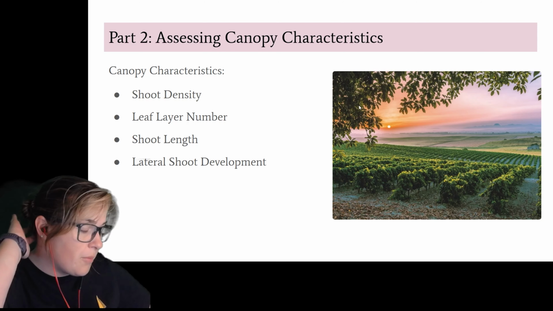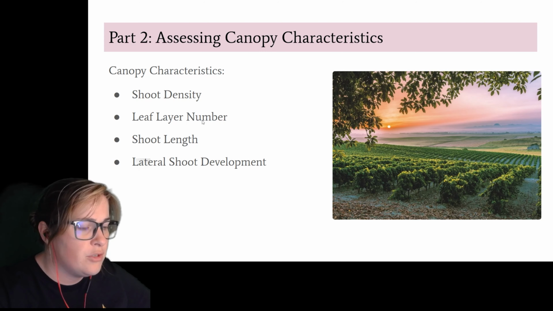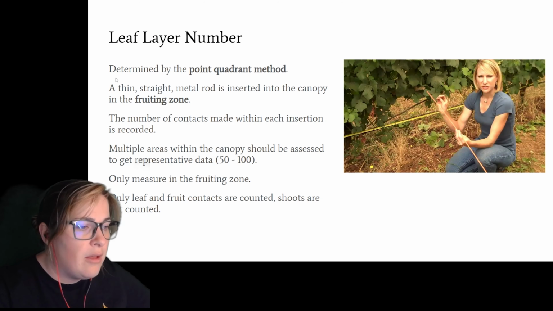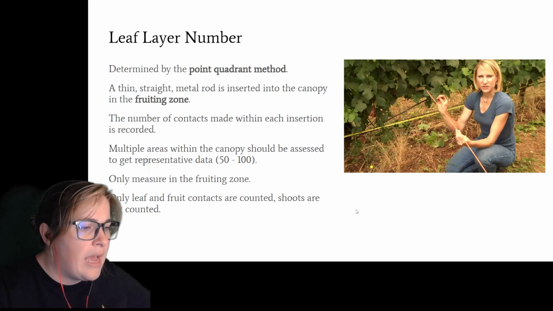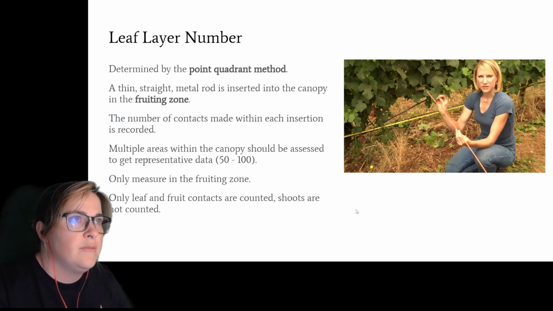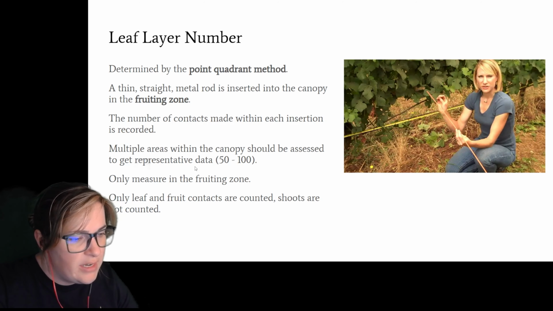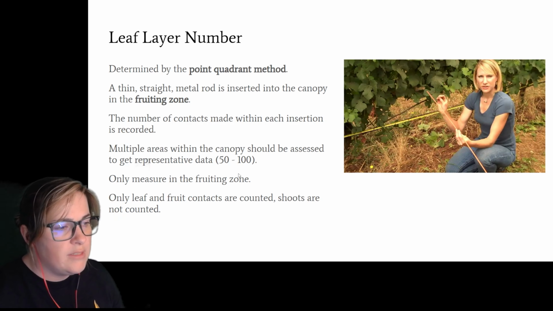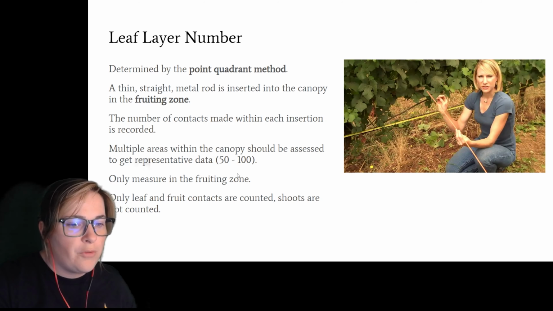Cool. There are a couple questions about assessing canopy characteristics on the exam, so definitely make sure you know the difference between shoot density, leaf layer number, and how leaf layer number is determined. I won't ask you to flesh out specifically how to do it, so don't worry about memorizing that multiple points of the canopy should be assessed, representative data, 50 to 100 points. That's not necessarily important, but I want you guys to know how canopy density is determined and how it's a tool for viticulturists, right?